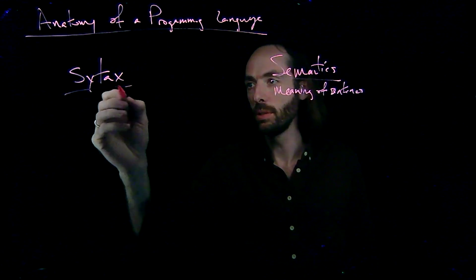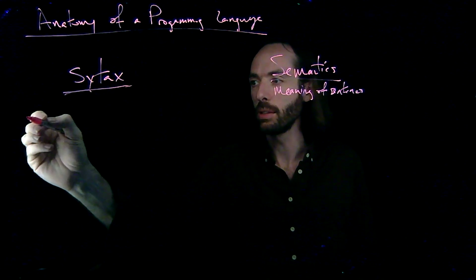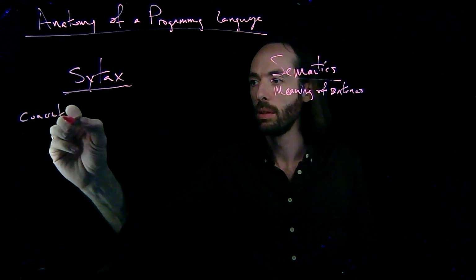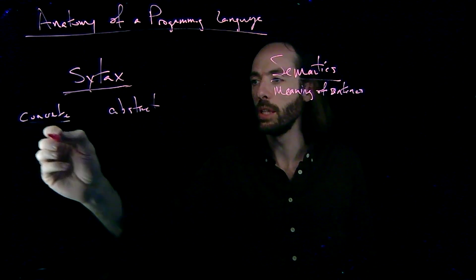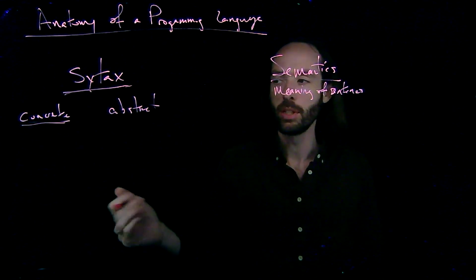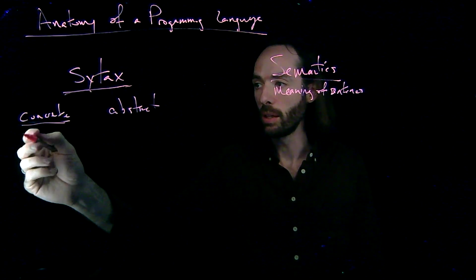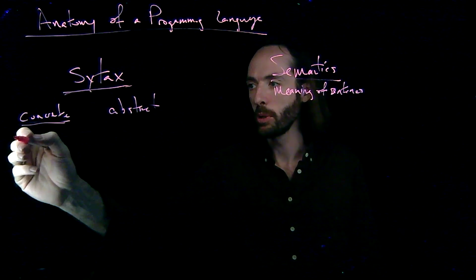Now in programming languages, there's two forms of syntax. There's a concrete syntax and an abstract syntax. The concrete is the one that you're probably most familiar with. It's what you type into a text editor when you write code, and it's the human readable form.